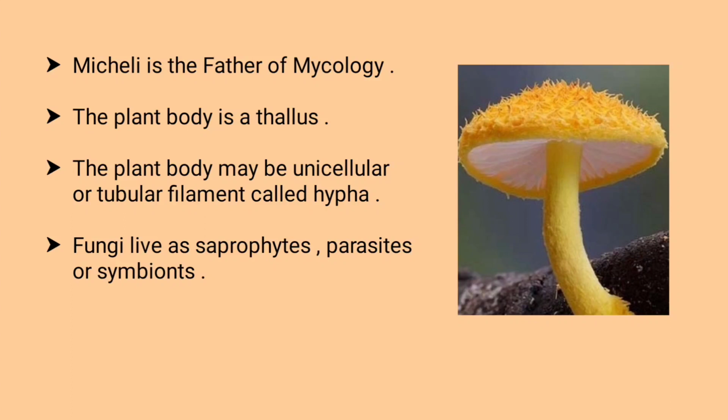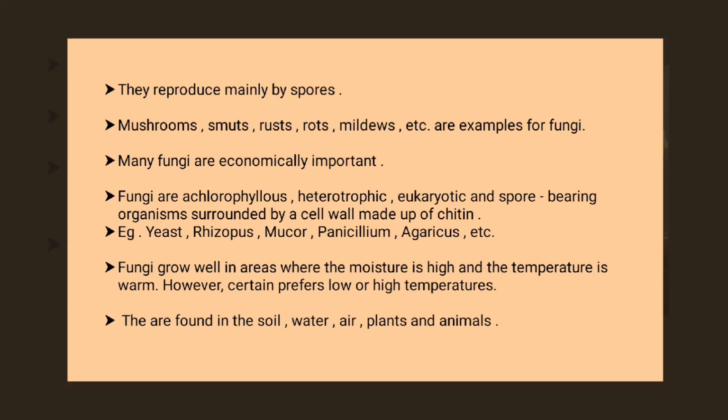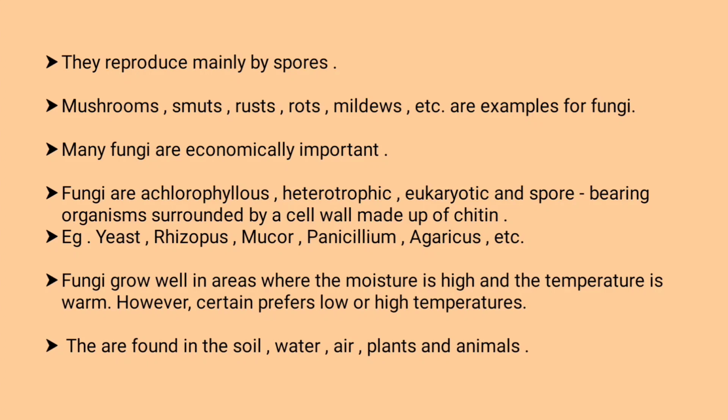So the parasitic fungi are dependent on these animals. And the symbiotes means the organism living in symbiosis with another. You can know this, the lichen. So lichen is a symbiotic relationship of fungi and others, so they are known as the symbiotes. Then we discussed their mode of nutrition. Then they reproduce mainly by spores. The mushroom, smuts, rusts, molds are examples of these fungi.